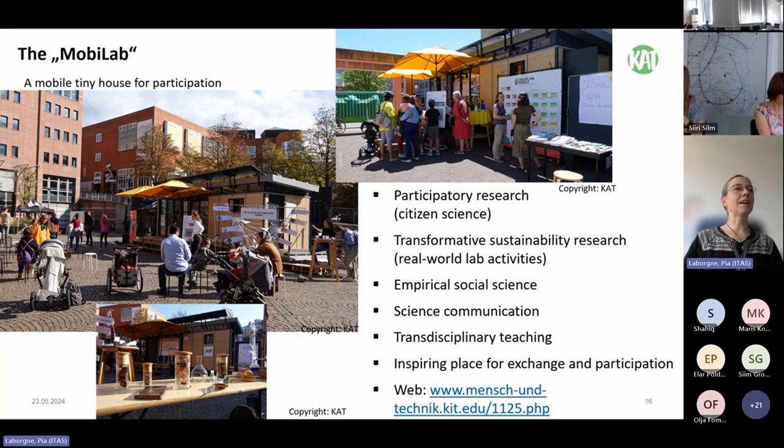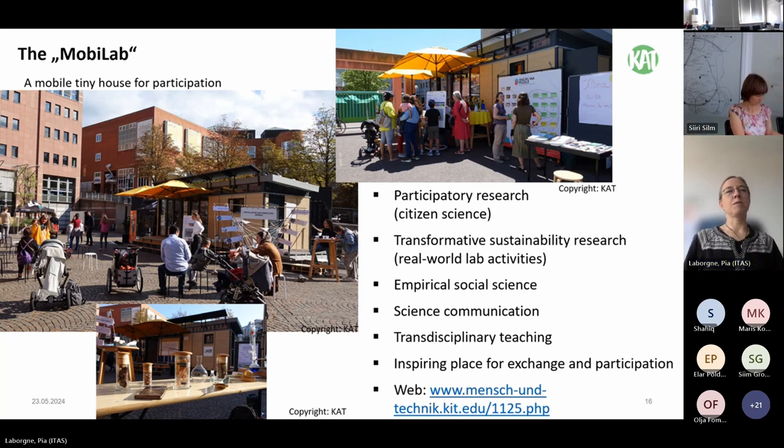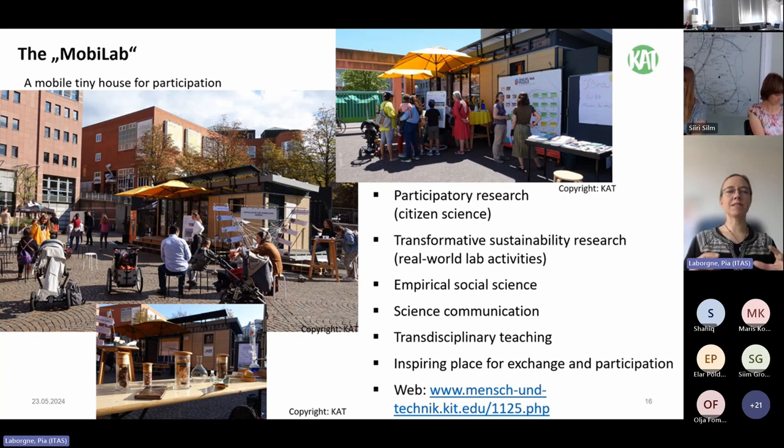And for example, we set it up beside a marketplace where people pass by, they can come and look and get into discussion with us. Often they are quite fierce discussions, but I think it's really important for us to hear what the people say, get out of our bubble in our scientific world, and they can get into contact with science with a very low threshold.